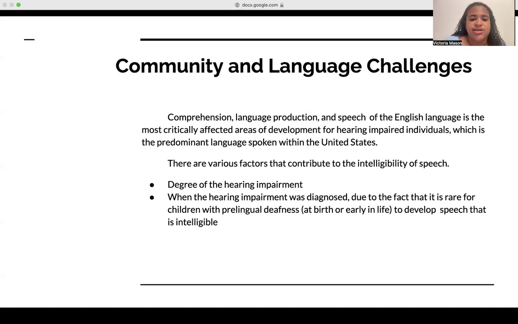Another challenge is comprehension, language production, and speech of the English language as the most critically affected area of development for hearing impaired individuals, which is the predominant language spoken within the United States. There are various factors that contribute to the intelligibility of speech. One is the degree of the hearing impairment, and the next one is when the hearing impairment was acquired.